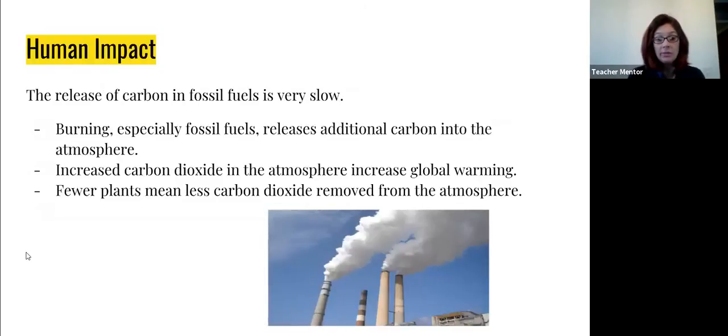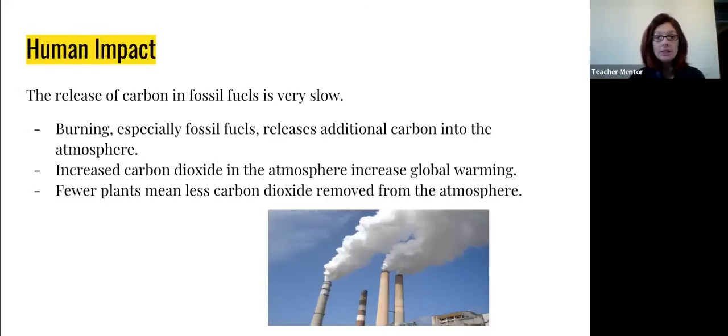So, human impact. We can impact this carbon cycle by releasing carbon in the form of fossil fuels. And when we burn them, it releases additional carbon into the atmosphere. Now, sometimes this additional release of carbon isn't necessarily a bad thing. When volcanoes erupt, they release carbon into the atmosphere. So it's not all human impact.